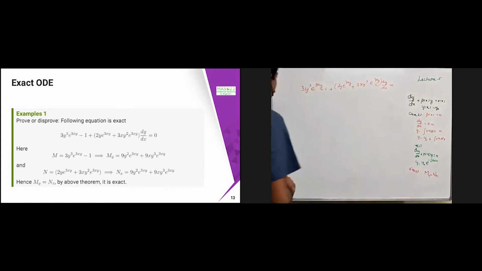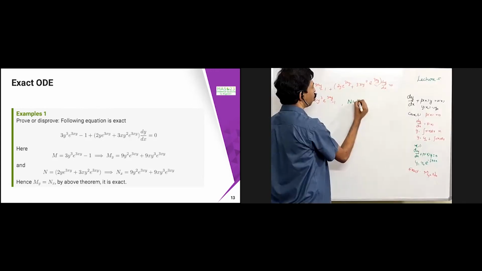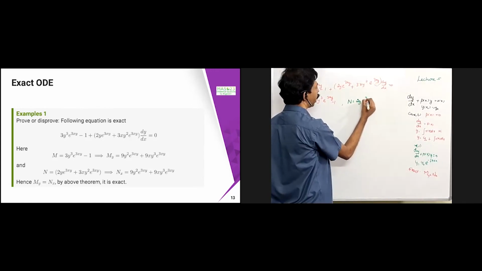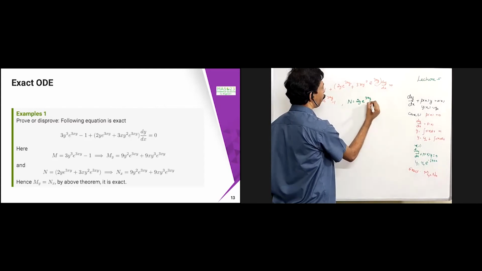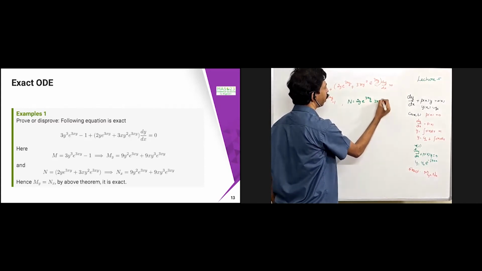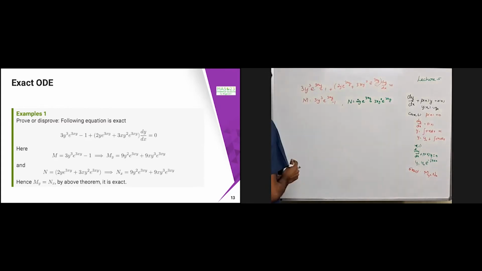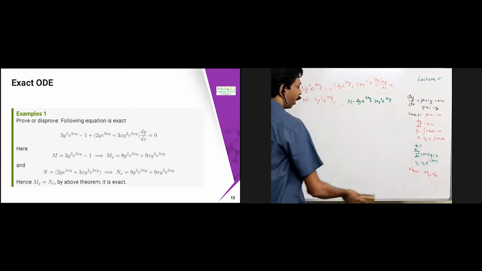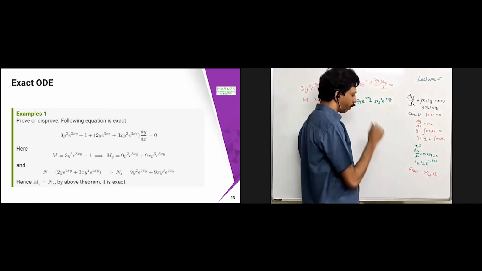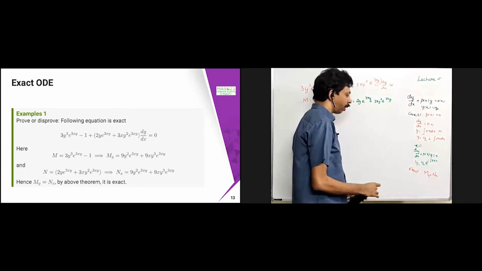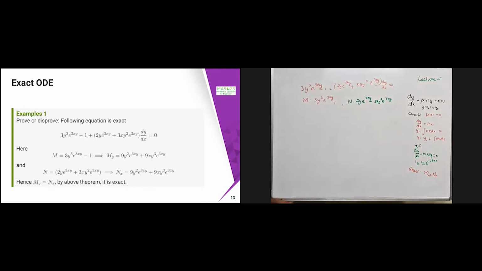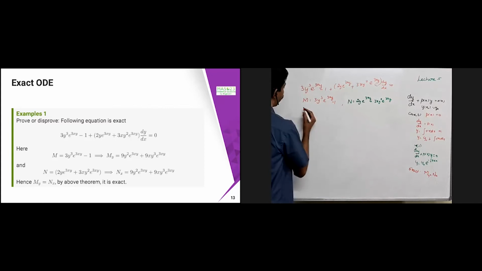So what is m here? M is nothing but 2y into e power 3xy plus 3xy square e power 3xy. Now we need to find our nx and my. It is exact if my equal to nx. If my equals nx, then we see that it is exact. So we need to find whether my equals nx. Let us find what my is.